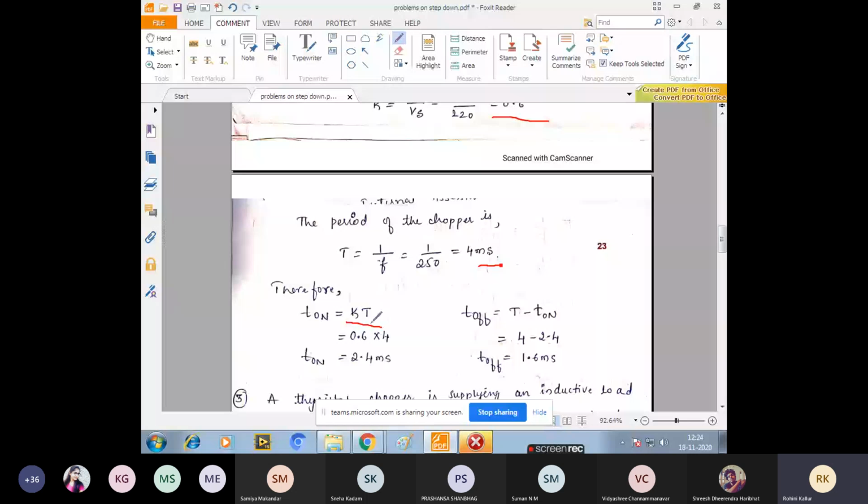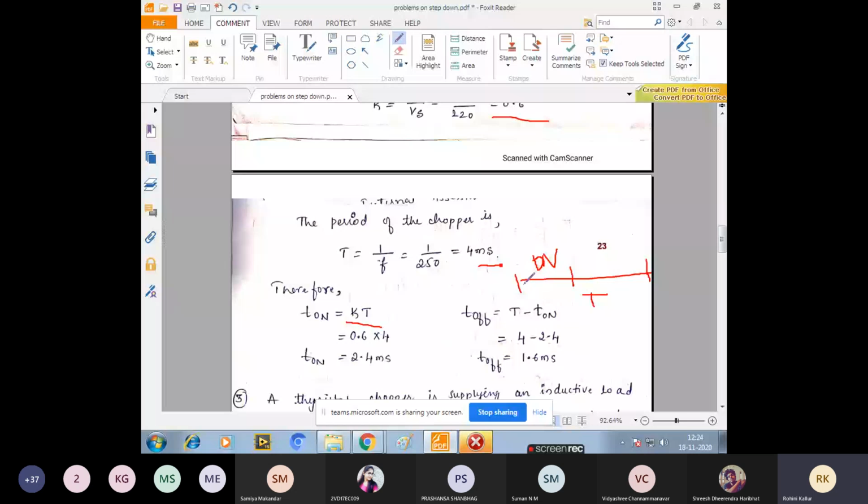T off is equal to T minus T on. If I consider this to be the total time period, and this to be T on, say this is my on period, so the other part will be the off period. To calculate the off period, I'll calculate this total time period T, and in that I'll subtract this T on.